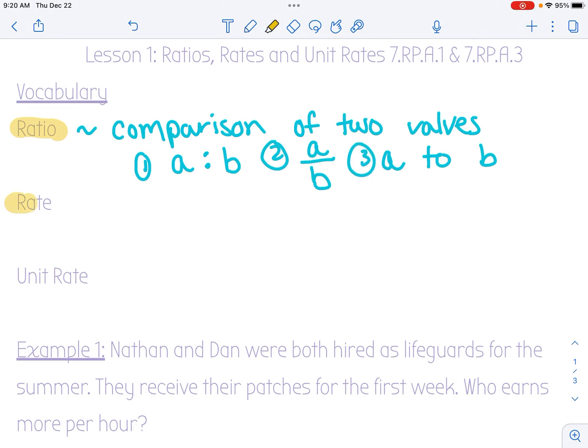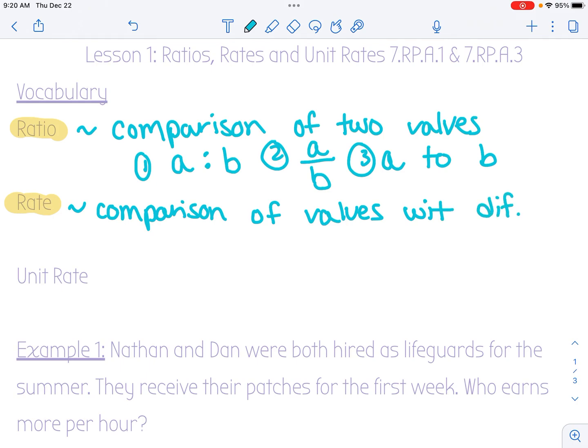A rate is a comparison of values with different units. So, for example, if I said that you made $8 for every hour that you worked, these have two different units because we're talking about money and hours. So that would be an example of a rate.